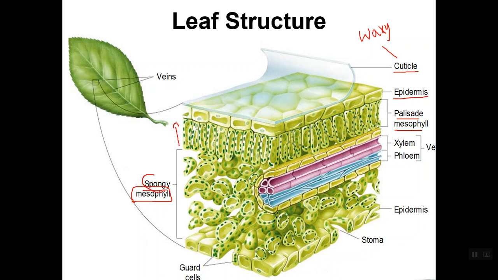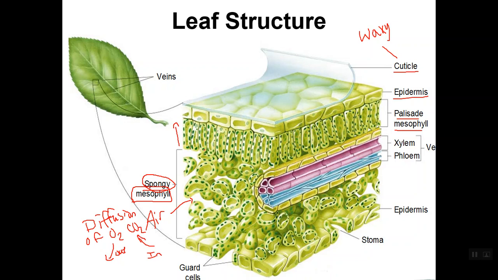Whereas the spongy mesophyll, as the name implies, kind of looks like a sponge because there's all of this air. They're not as tightly packed as the cells in the palisade mesophyll. And these air gaps are actually really important, because they allow the diffusion of oxygen out of the plant and the diffusion of CO2 into it. So those gaps are really important.